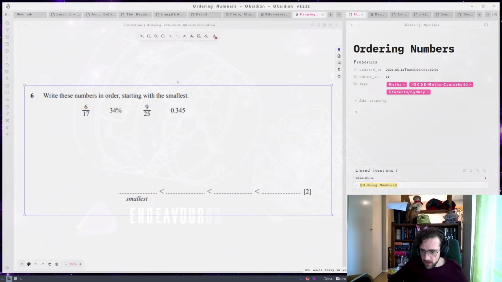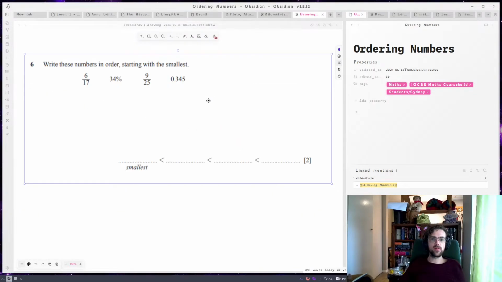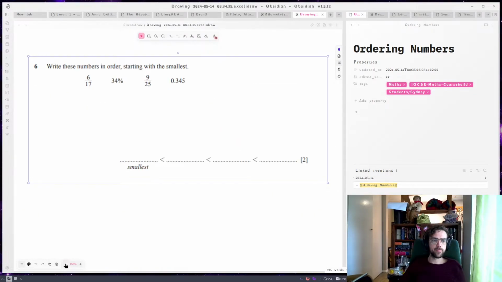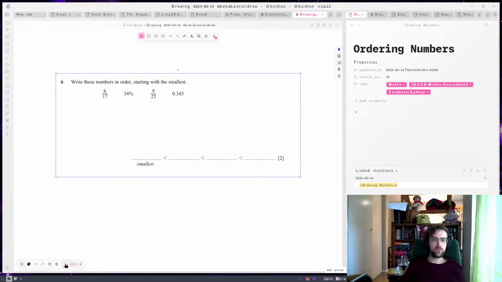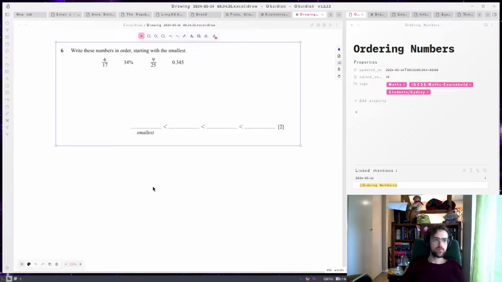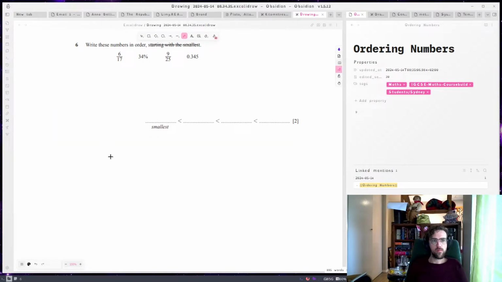Okay, so this one again, write these numbers in order starting with the smaller. So we've got different types of numbers there. Okay, so the first one we've got is a fraction. Do we have the type of fraction that it is? Yeah, so this is going to just be a proper fraction, right?